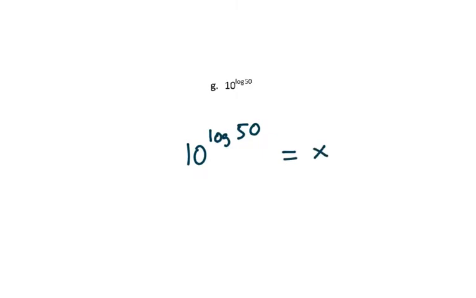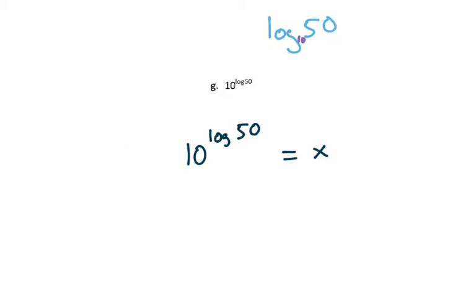Now, what's really important to realize first off here is that if you see the word log written with just a number, it is implied that the base is 10. Okay, so we need to see that. Now, the problem is we have the log in the exponent. So what do we do here?